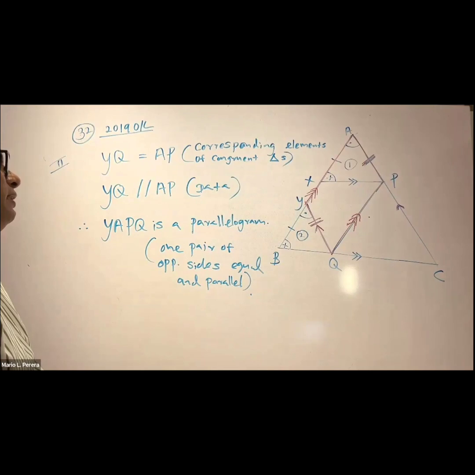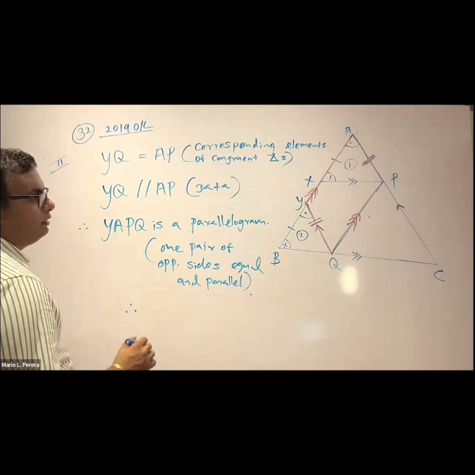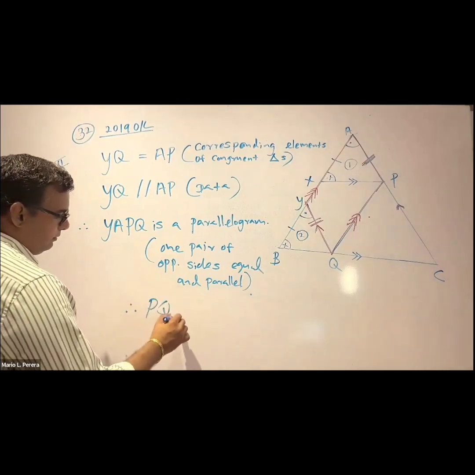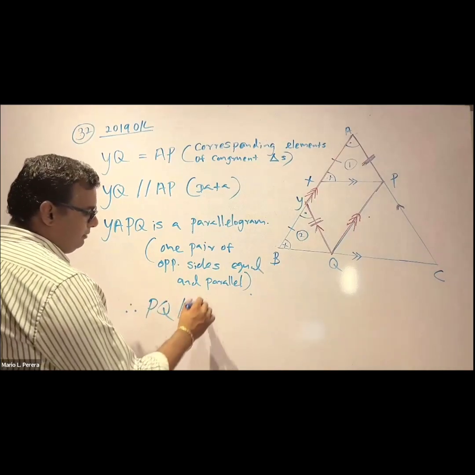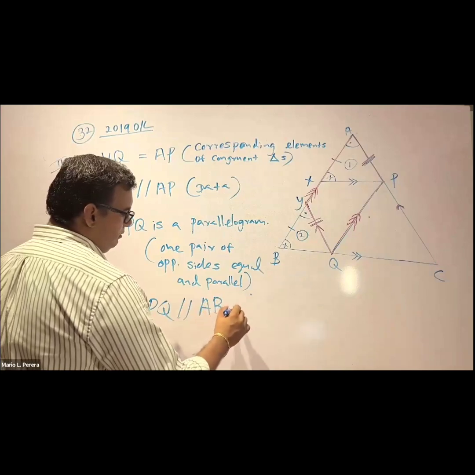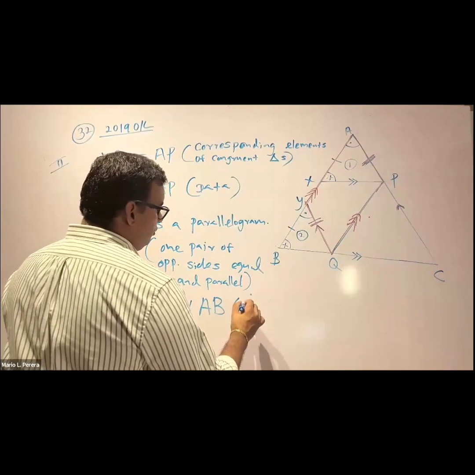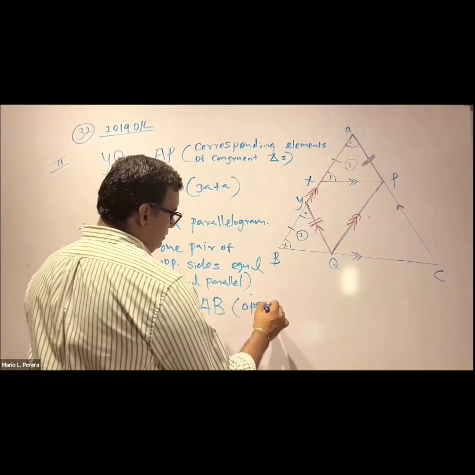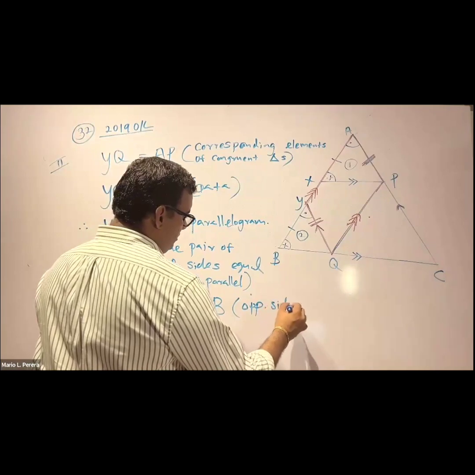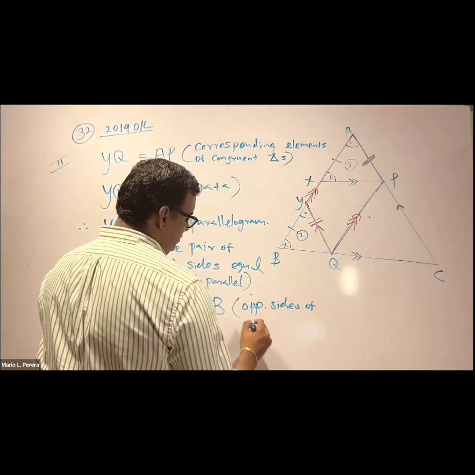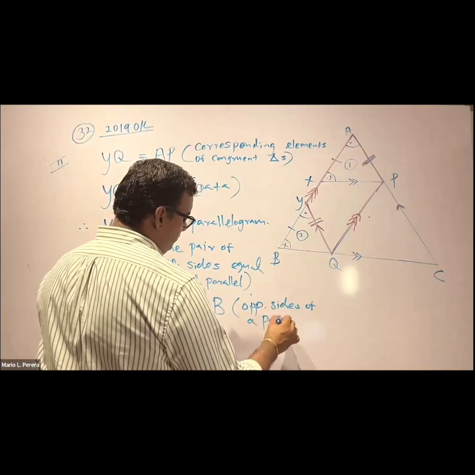When YAPQ is a parallelogram, you can say therefore PQ is parallel to AB, because opposite sides of the parallelogram are parallel.